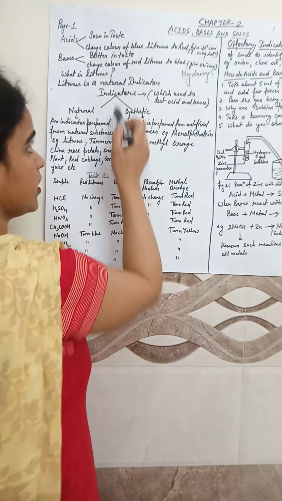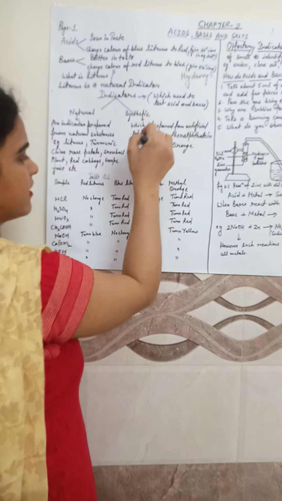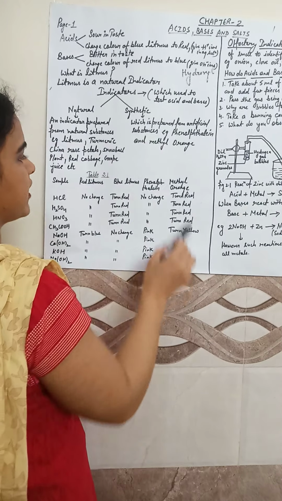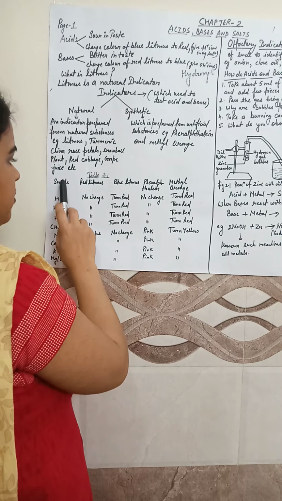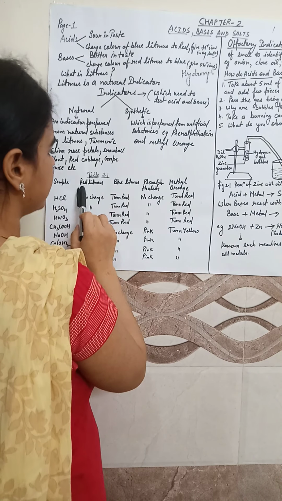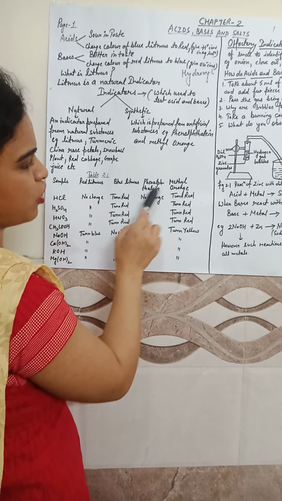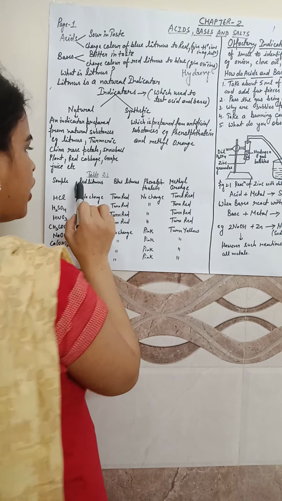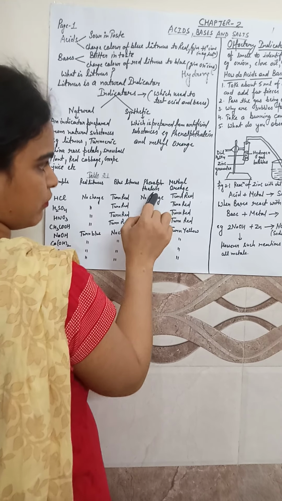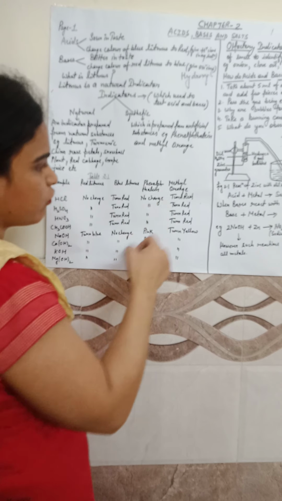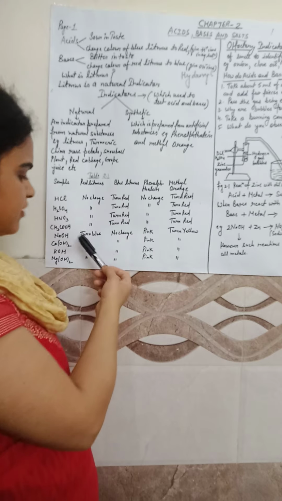Now how can we use these indicators? We have this table in activity 2.1. In this table we have different samples, and these are the indicators: red litmus, blue litmus, phenolphthalein, methyl orange. These four have different effects on acids or bases.